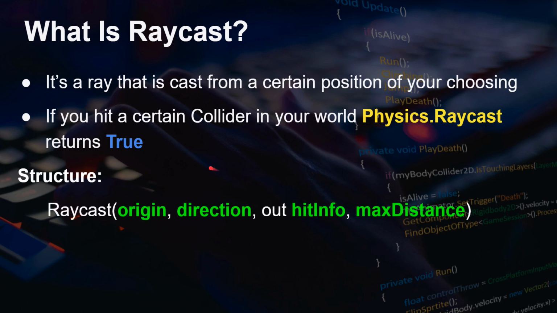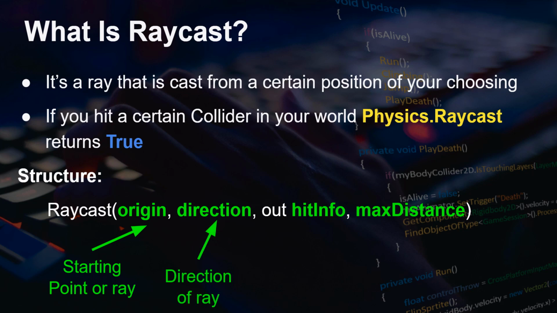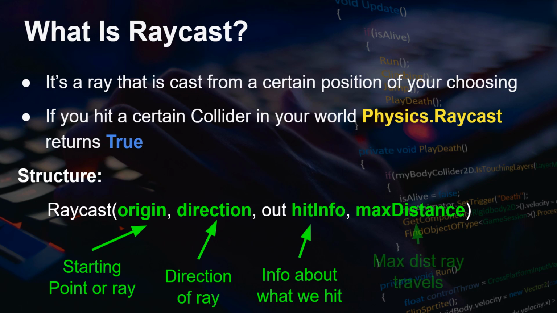So Raycast, first of all, has an origin, and it's going to be the starting point of our ray. We also have the direction of the ray. Just like we choose the direction of our fire point, the direction of the velocity of our bullets, we can also give the direction for the ray to follow. We have the information that we get from that ray. Whenever we hit a certain collider in the world using this ray, it actually returns information about this ray, and this is going to be very important for us in the future. And we can also add a max distance that the ray travels.